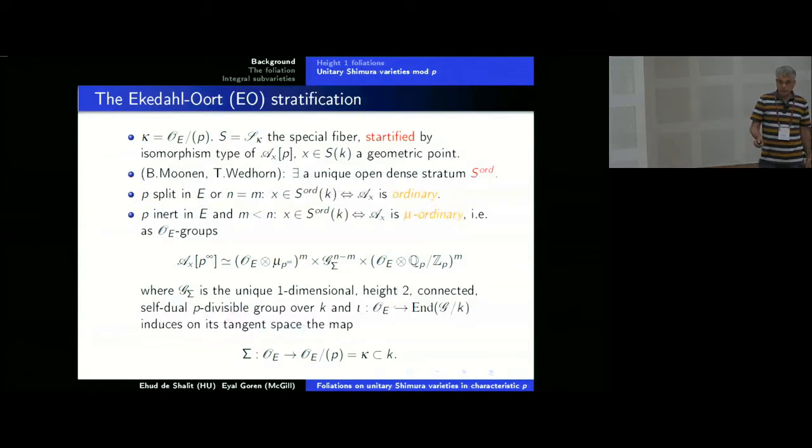It is O_E tensor mu_p^infinity to the power m. So O_E tensor mu_p^infinity is simply two copies of mu_p^infinity, but arranged in such a way that they have an O_E action, and the same thing here for the étale part. And in the middle you have this G_sigma, where G is the p-divisible group of a supersingular elliptic curve, which has height 2, and sigma means that I choose one of the two embeddings to give it an O_E action.